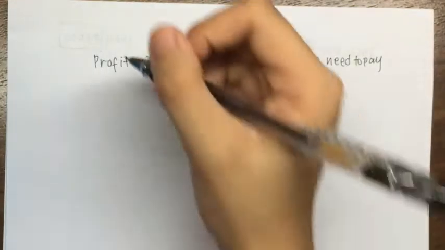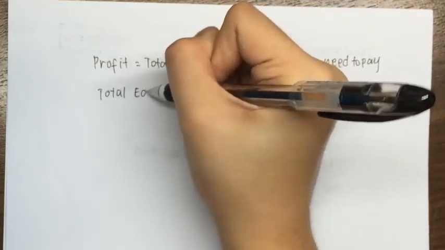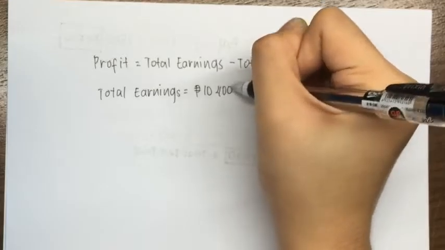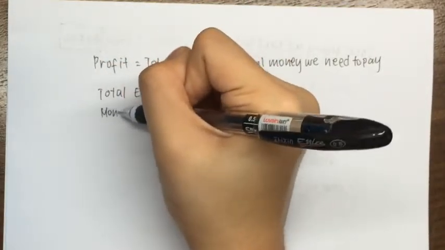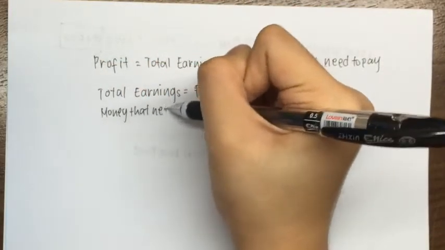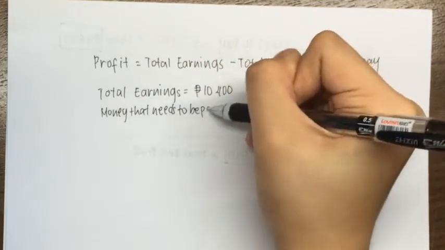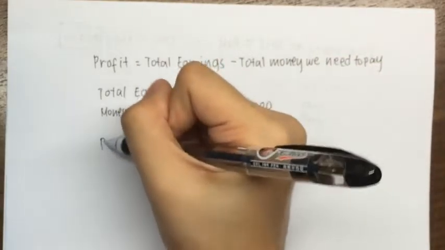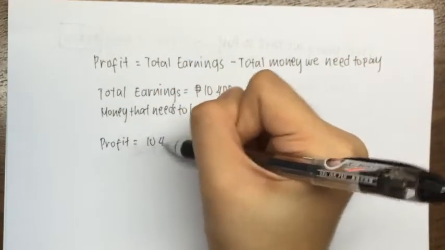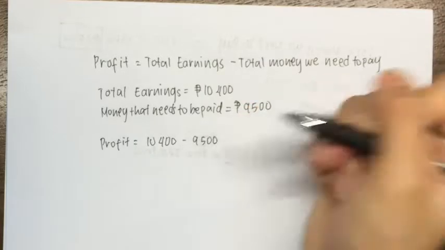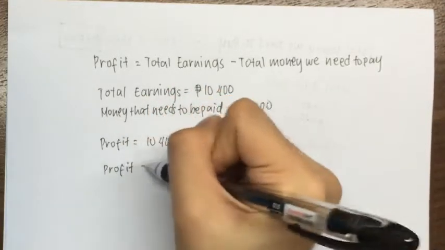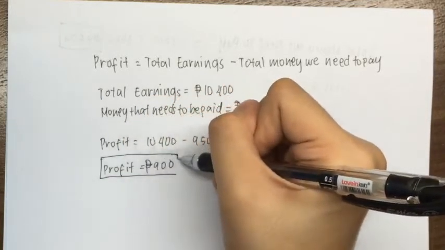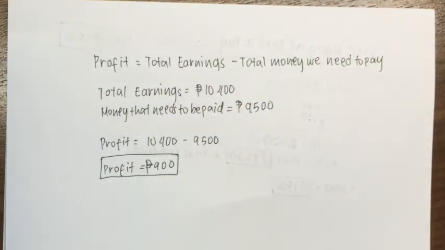To get our total profit, we need to subtract the total money we need to pay from our total earnings. So since our total earnings is 10,400 pesos and our money that we need to pay is 9,500 pesos, we get 10,400 pesos minus 9,500 pesos. This makes our profit 900 pesos, which is 30% of our total earnings.